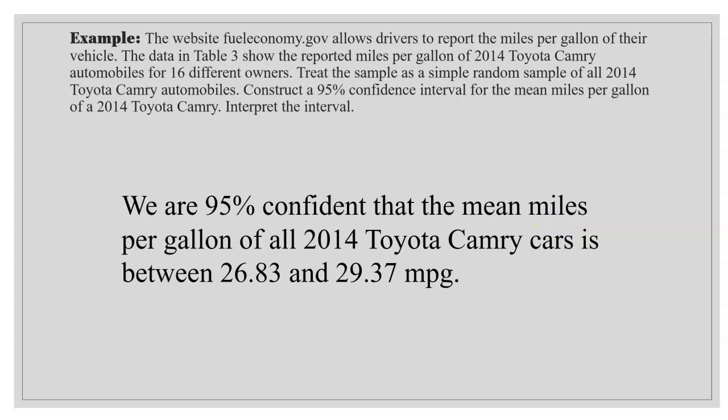All right, so what does that mean? That means we are 95% confident that the mean miles per gallon of all 2014 Toyota Camry cars is going to be between 26.83 and 29.37 miles per gallon. All right, that is how we will find the 95% confidence interval for the mean miles per gallon.